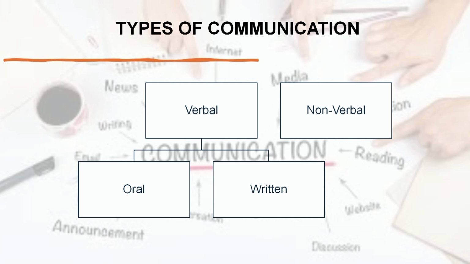When we talk of verbal communication, we refer to the type of communication where we are either writing or reading, using some scripts, some letters or some form of written material or language. So, verbal communication can be both oral and written. When we are using some language and communicating in terms of speaking, listening, then it is oral verbal communication.